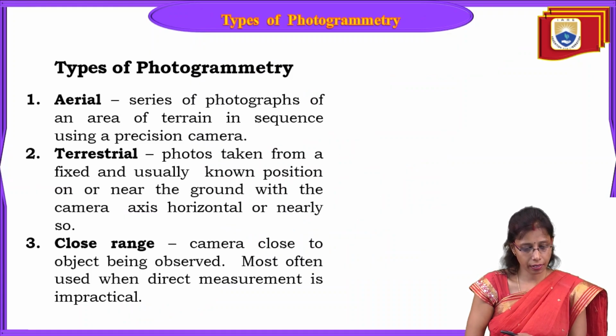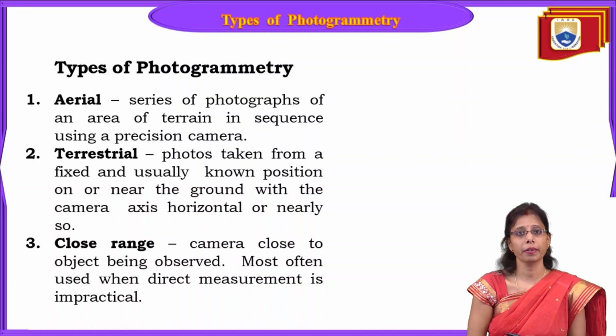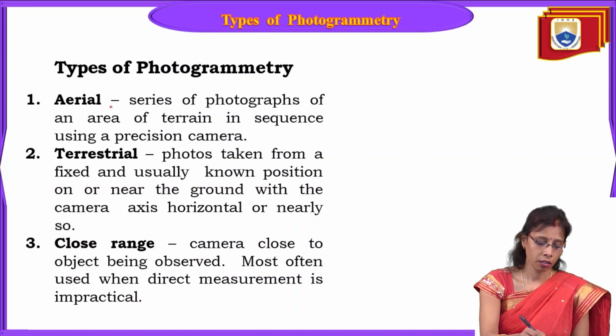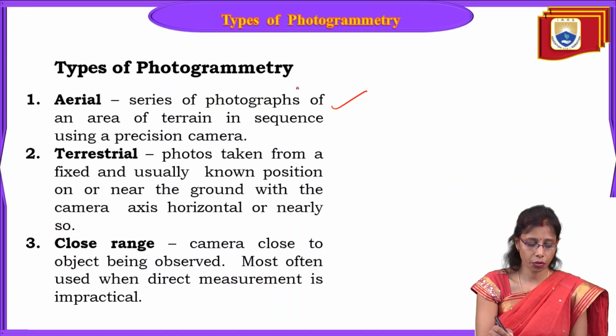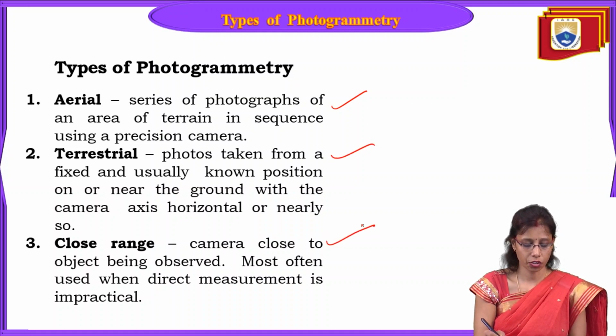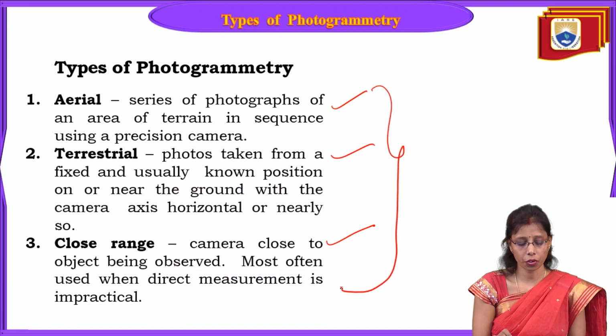Next, let us see the different types of photogrammetry. What are the different types? As we have seen in the previous slide, there was ground-borne, space-borne, and airborne. Now if we see the types of photogrammetry here, we have aerial, terrestrial, and close range. So these are the three different types of photogrammetry.